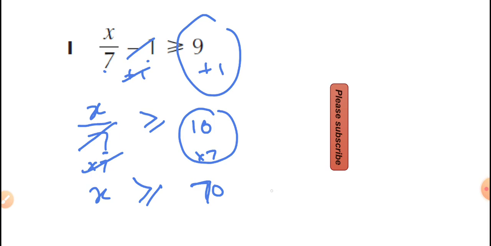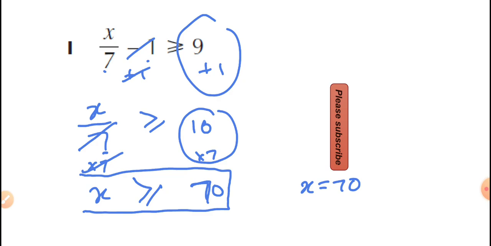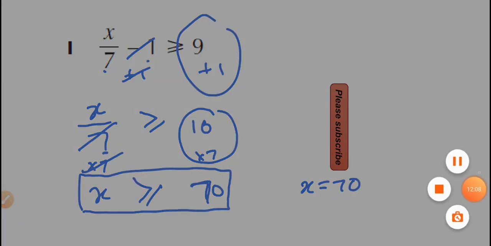So the smallest possible number for x, or the smallest possible whole number, or the smallest integer that x could be is 70. But we know x has to be a number that's equal to or greater than 70. So this is the answer to the question.